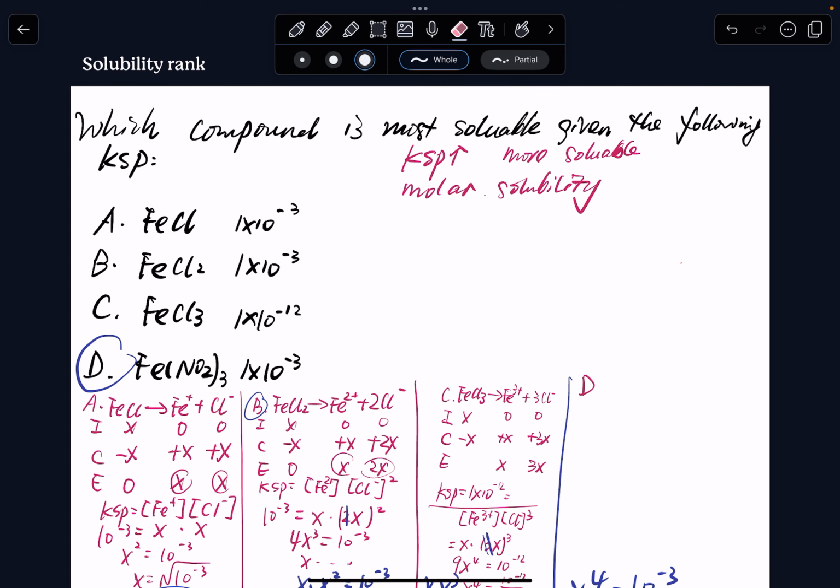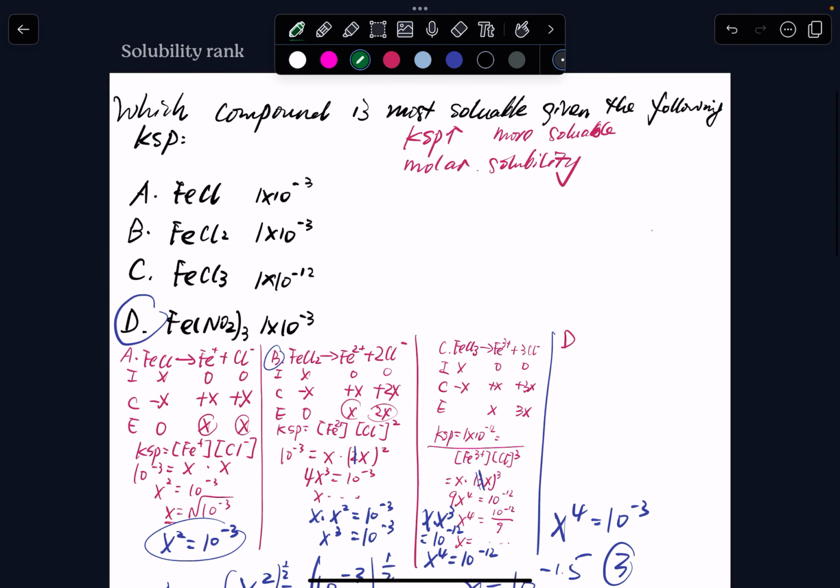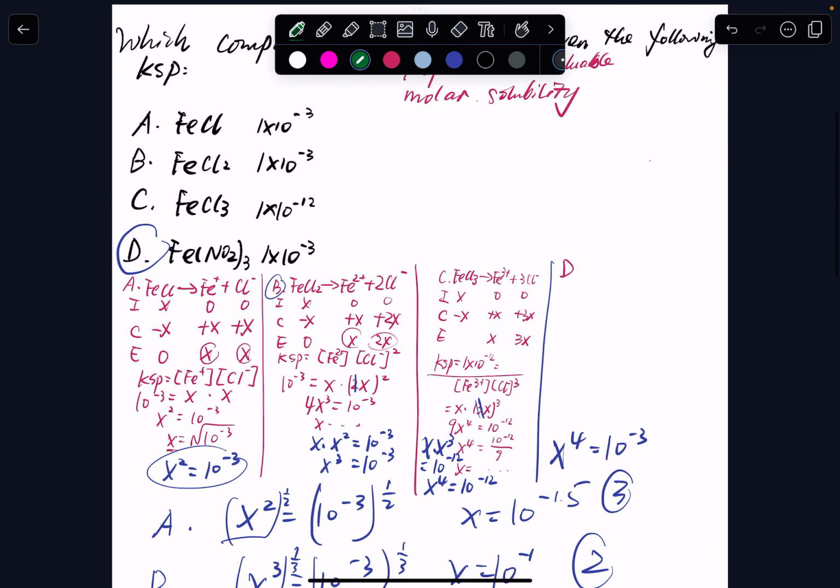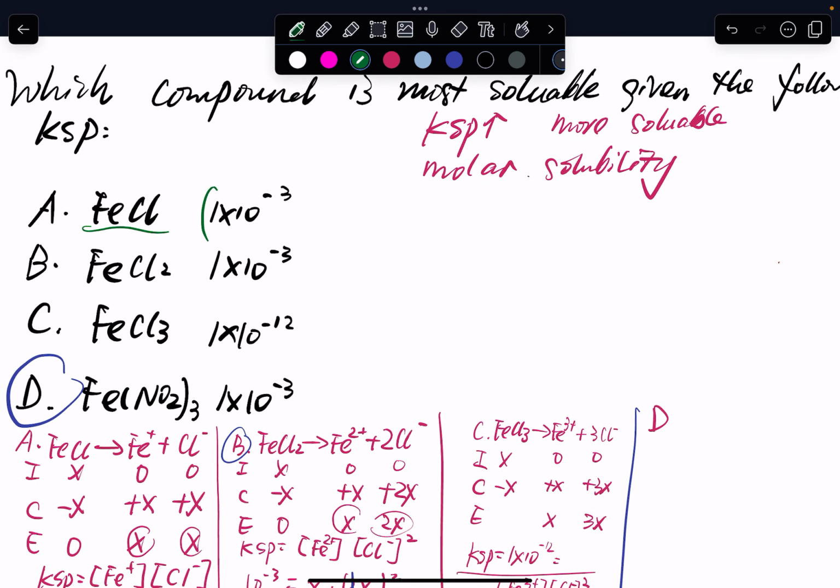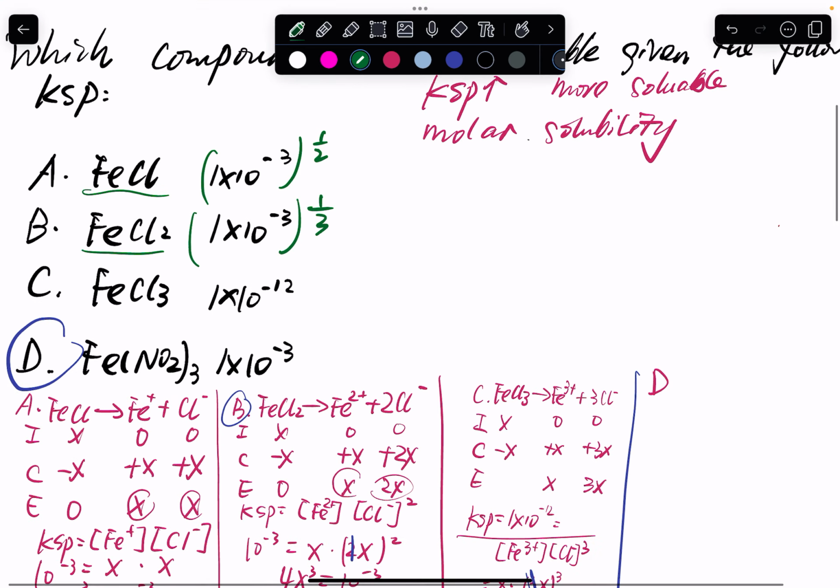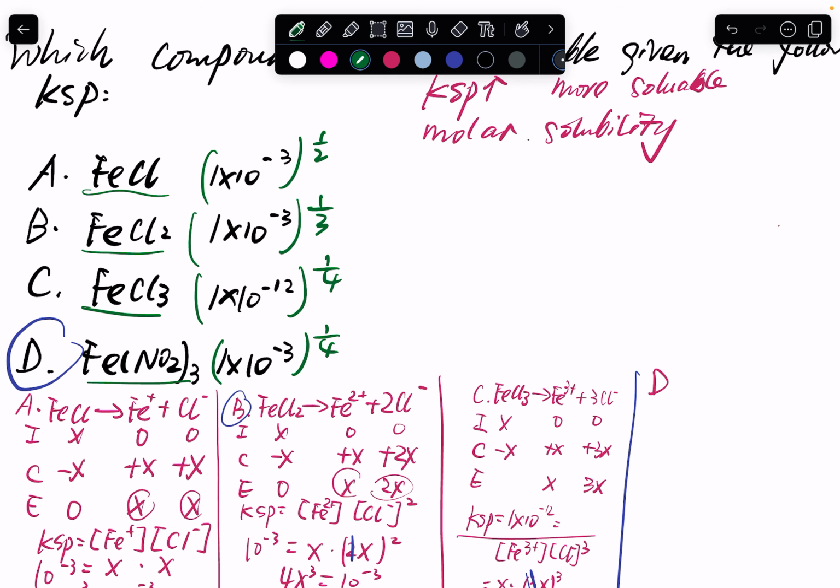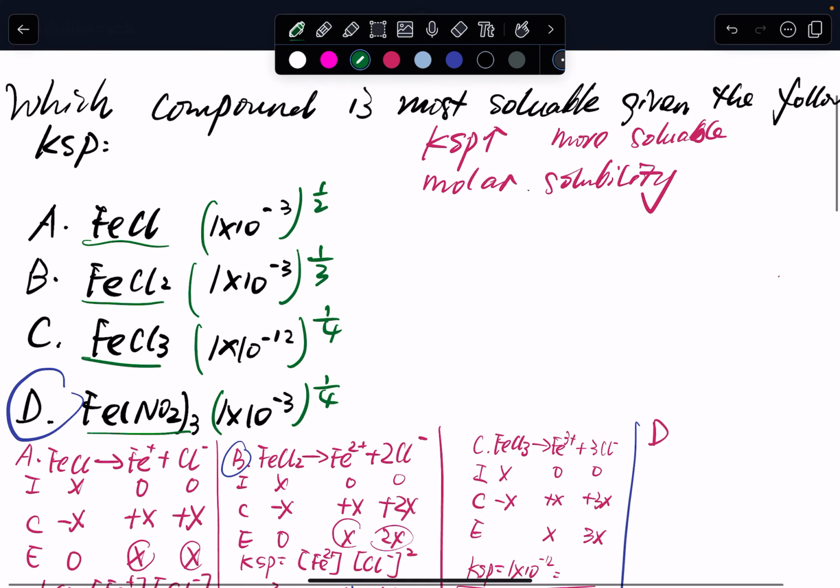So on the MCAT, how would you do it? So when you see this, you don't even need to write out the ICE table. Definitely don't do that, right? So you would see, okay, this is 2 moles, so I raise it to 1 half. Oh, there, 3 moles, okay? And then there's a 4, and then there's another 4, okay? 4 moles, right? For the products, you add the number of moles together, okay?